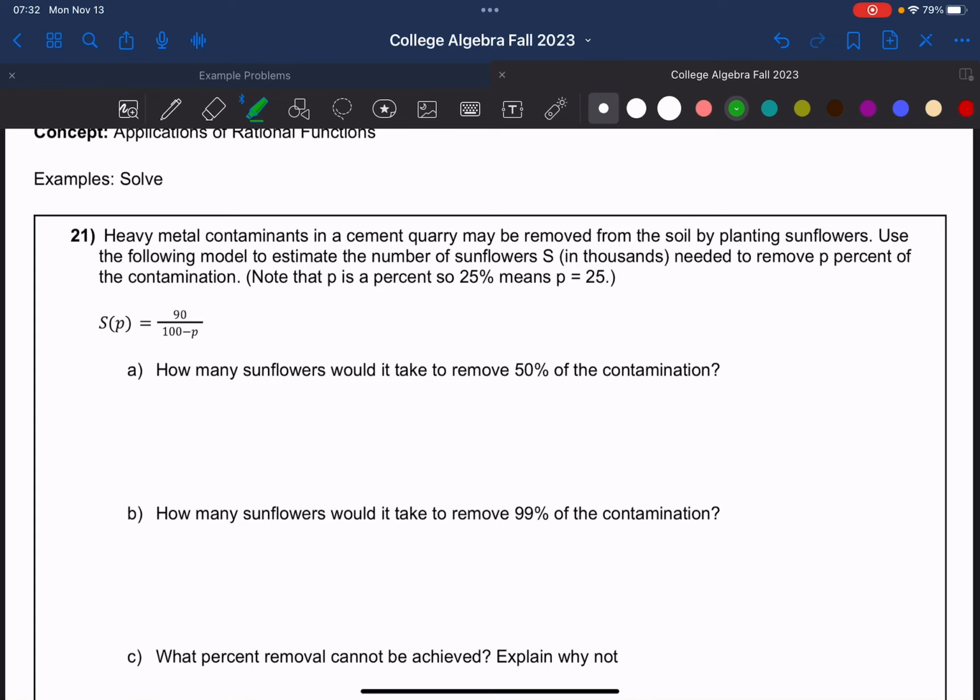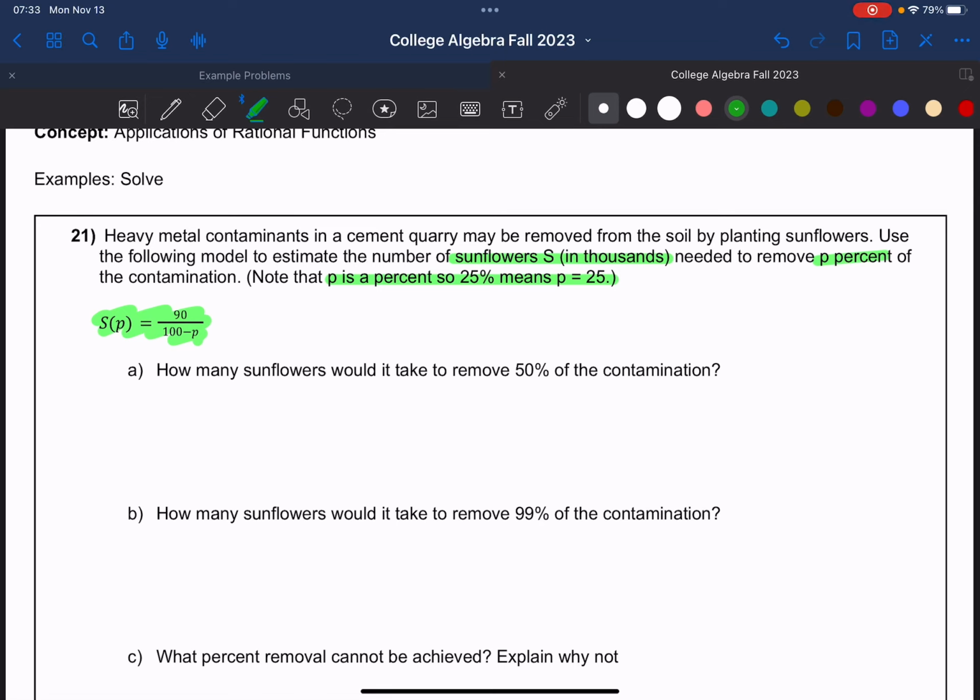So looking at 21, it says heavy metal contaminants in a cement quarry may be removed from the soil by planting sunflowers. Use the following model to estimate the number of sunflowers S, which is in thousands, needed to remove P% of the contamination. So it says note that P is a percent. So 25% means that P is equal to 25. Okay. So we are given this equation. S of P is equal to 90 divided by 100 minus P.